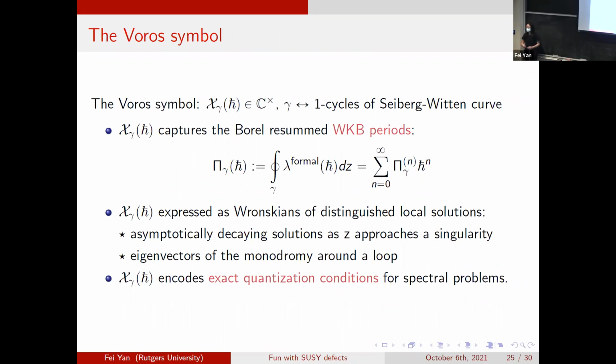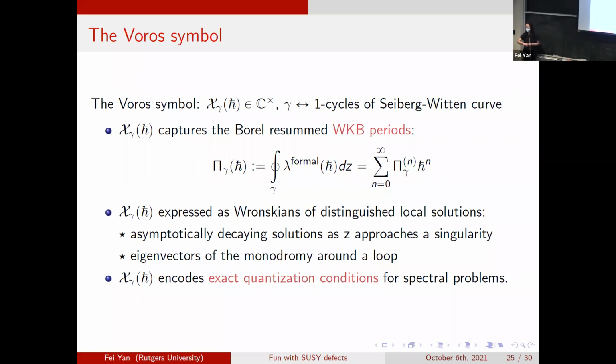that are useful in this WKB business, the so-called Voros symbols. So these are some exact functions of ħ, and this gamma labels one-cycles of the WKB curve. You can forget about this gamma for now. First of all, these Voros symbols are exact functions in ħ. They capture the Borel sum of WKB periods, which are some asymptotic series in ħ. And more precisely, from the ODE point of view, you could explicitly write these Voros symbols in terms of Wronskians of distinguished local solutions. I will give an example in the next slide.